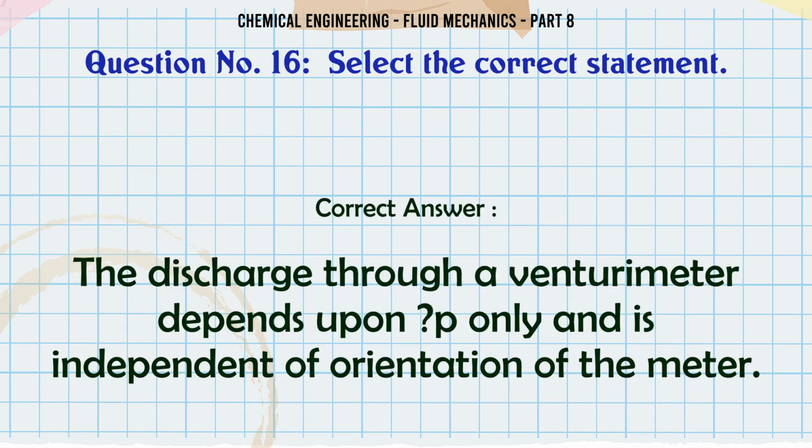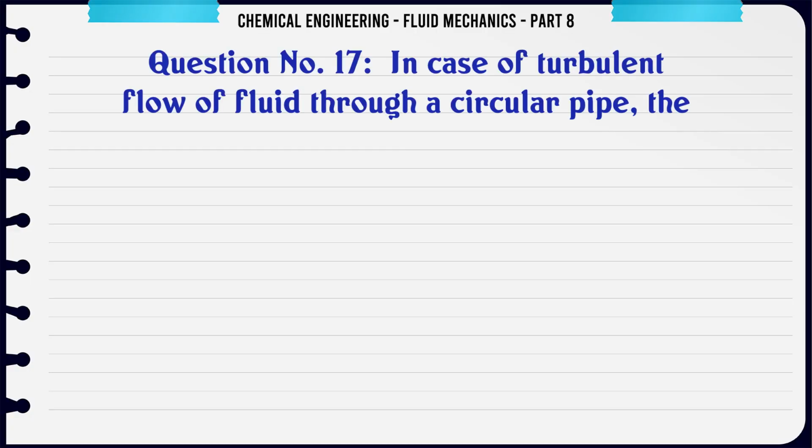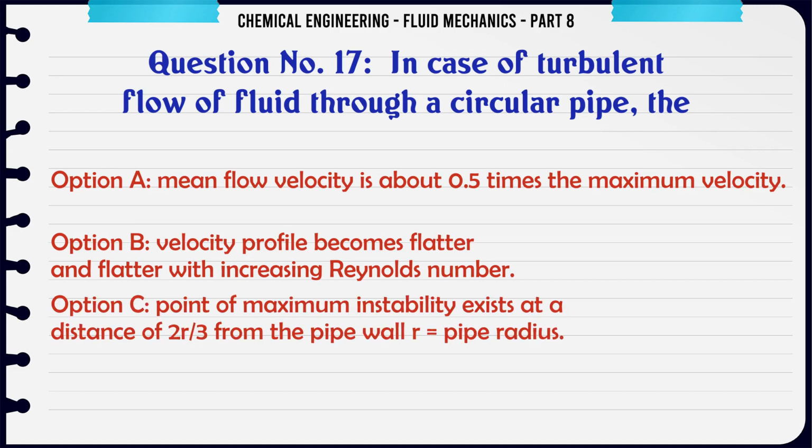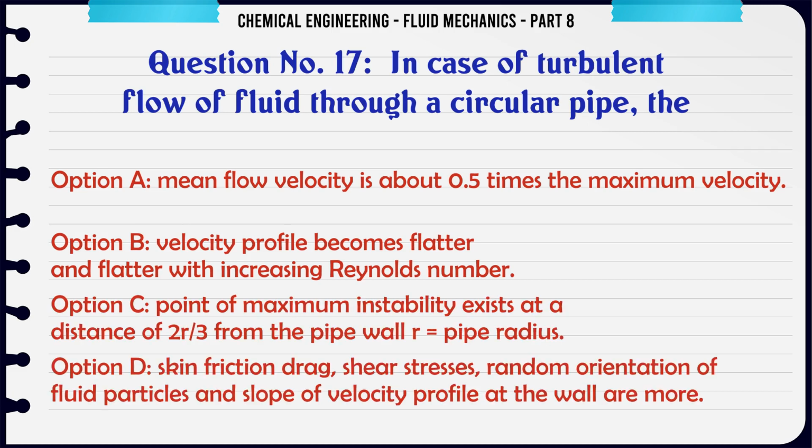The correct answer is: the discharge through a Vena-contracta depends upon P only and is independent of orientation of the meter. In case of turbulent flow of fluid through a circular pipe, the A. Mean flow velocity is about 0.5 times the maximum velocity. B. Velocity profile becomes flatter and flatter with increasing Reynolds number.